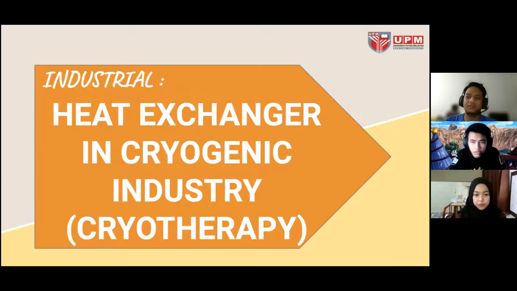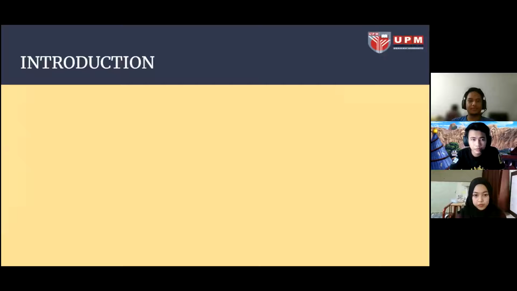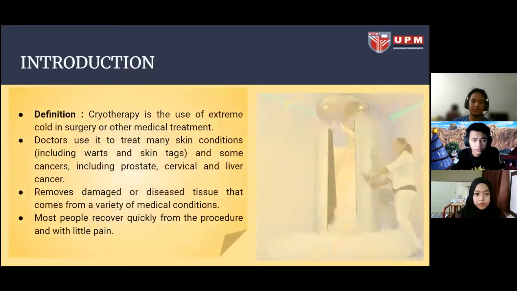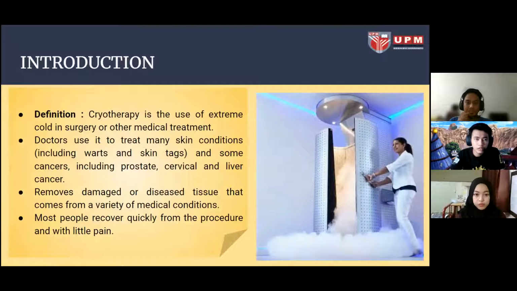For the industrial application, which is for my part and NOORASHIKIN, we choose the heat exchanger in the cryogenic industry, which is cryotherapy. For the introduction, cryotherapy can be defined as the use of extreme cold in surgery or other medical treatment. As you can see from the right side of the picture, the chamber is used as the medium for the cryotherapy.